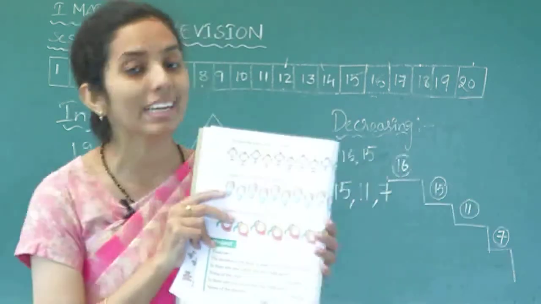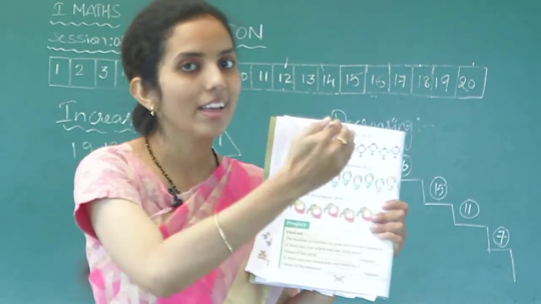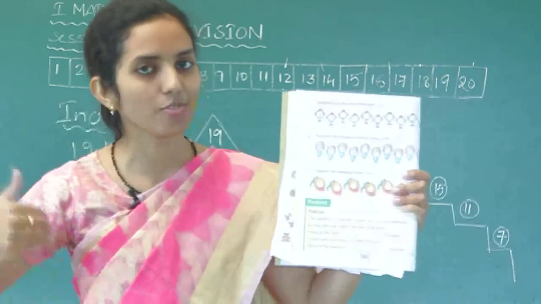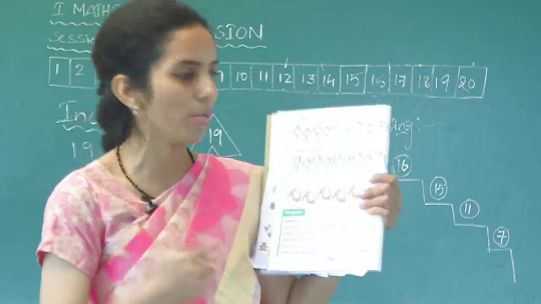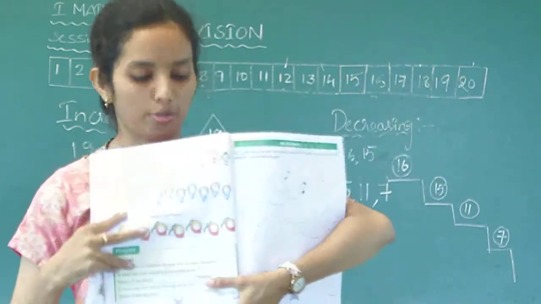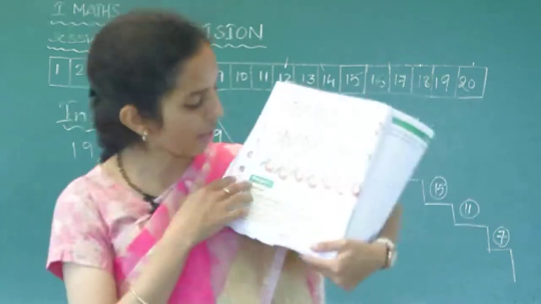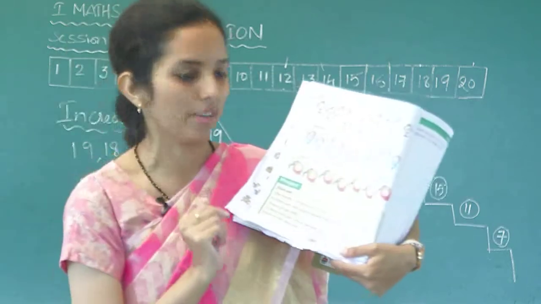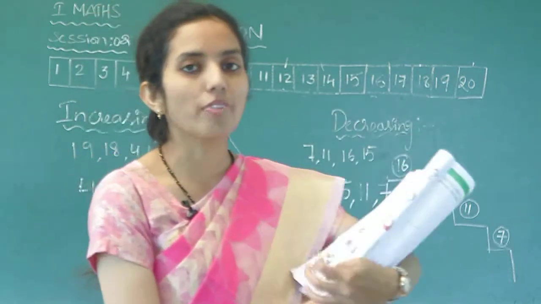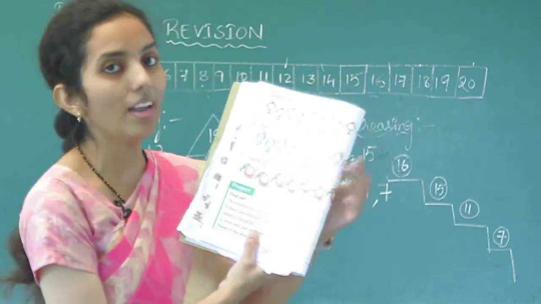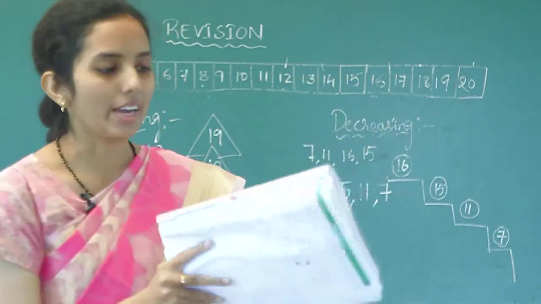10 to 1 is the decreasing order. After 10, 9. After 9, 8. After 8, 7, 6, 5, 4, 3, 2 and 1. So, in the balloons you have to write the decreasing order. So, in the mangoes what you have to do? Number the mangoes from 5 to 11. 5 to 11. So, first number will be the 5. After 5, 6 and till 11 you have to write.